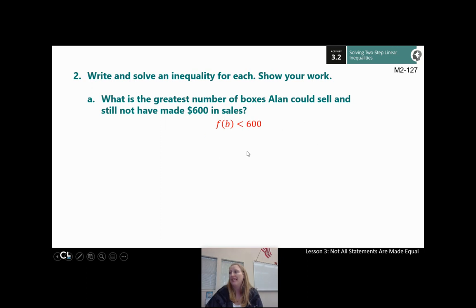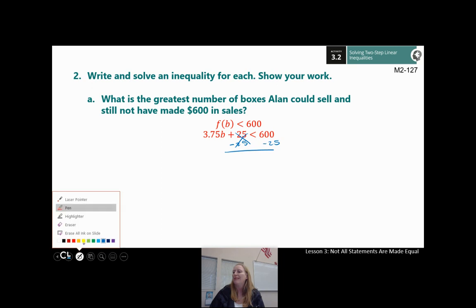So I'm writing it out like this. My function should be less than 600. And I'm going to go ahead and plug in f of b is actually 3.75b plus 25. You know how this goes from here. Let me get my colors out. So subtract 25 from both sides. Again, do you even need me to tell you this anymore? I don't think so. But I've got 3.75b is now less than, what, 575?